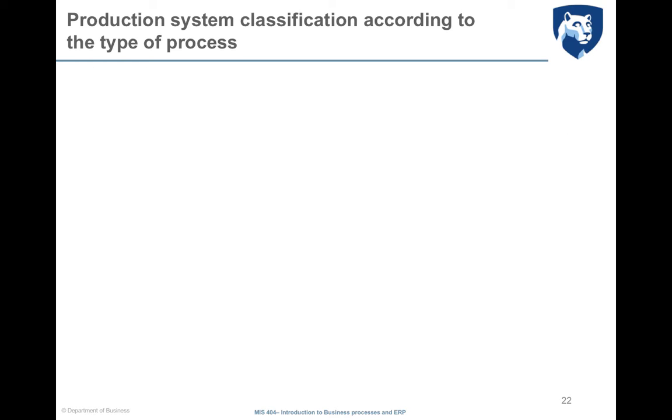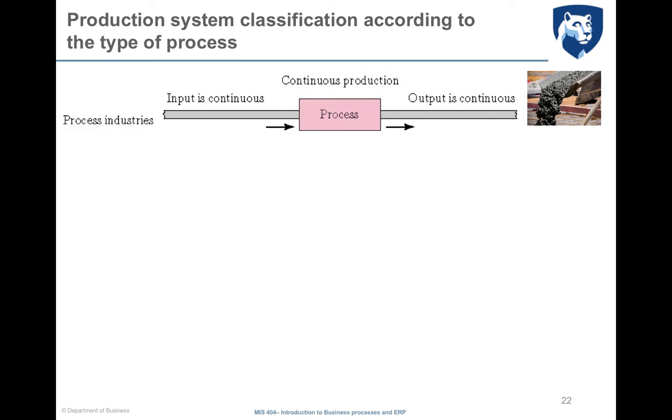Besides distinguishing the production systems according to the way they manage the delivery lead time and their reaction to customer orders, we can also distinguish the systems according to the technical characteristics of the production process. First of all, we have what we call process industries, like cement or paper, where we have continuous input which generates continuous output.